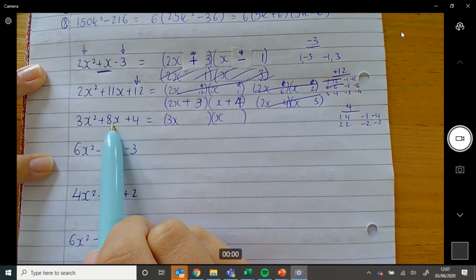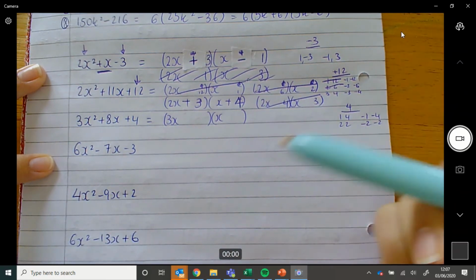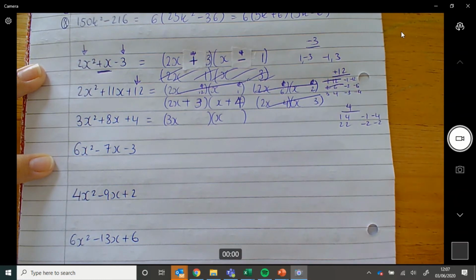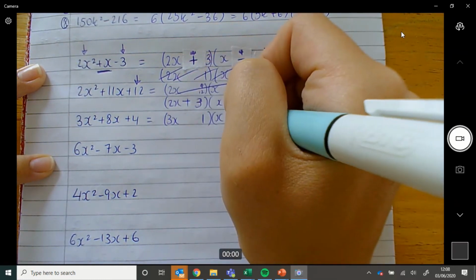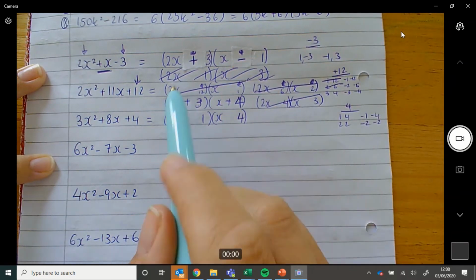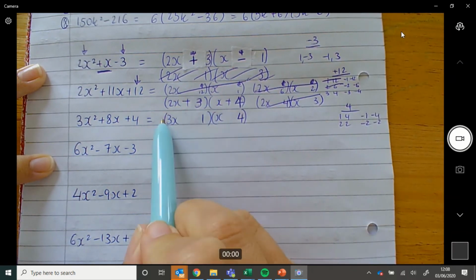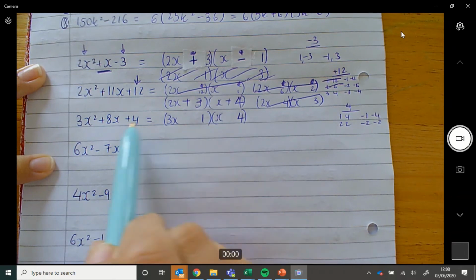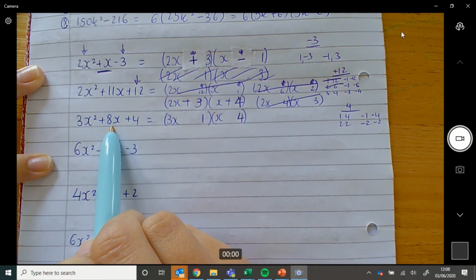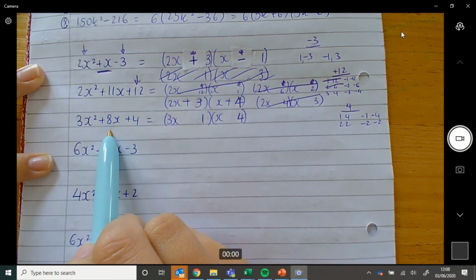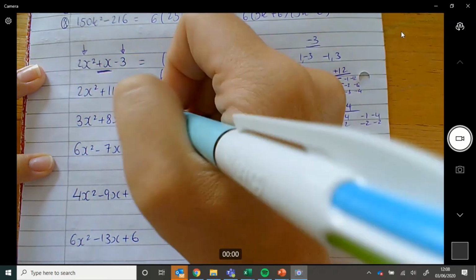I know I need to make an 8, so working through my list, I need to think about whether it is possible, by adding and subtracting the numbers that I end up with, that I could get an 8 there. If I put a 1 in this bracket and a 4 in this bracket, first of all, if I expanded that out, I would get 3x squared, a 12x and an x. There's no way that 12x and x is going to be added or subtracted to give me 8x, so it can't be that way round.